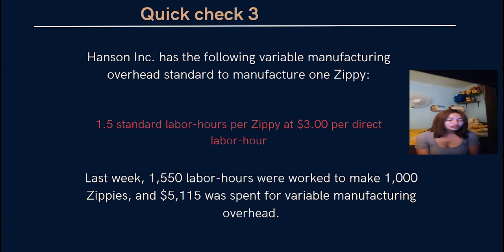Hanson Incorporated has the following variable manufacturing overhead standard to manufacture one ZP: 1.5 standard labor hours per ZP at $3 per direct labor hour. Last week, 1,550 labor hours were worked to make 1,000 ZPs, and $5,115 was spent for variable manufacturing overhead.